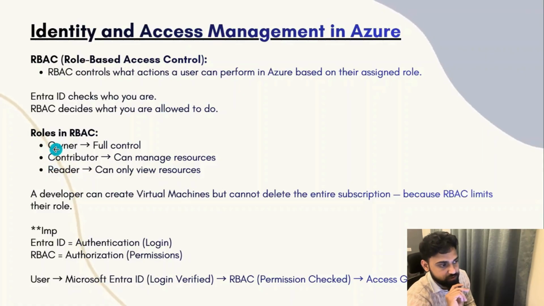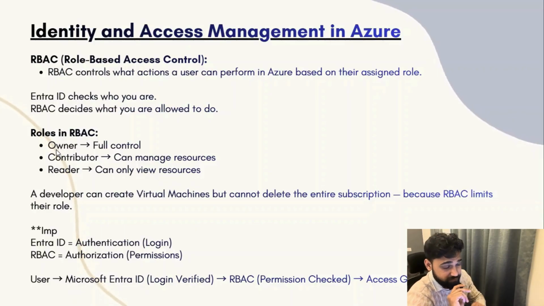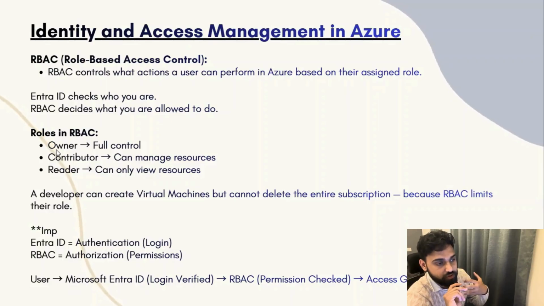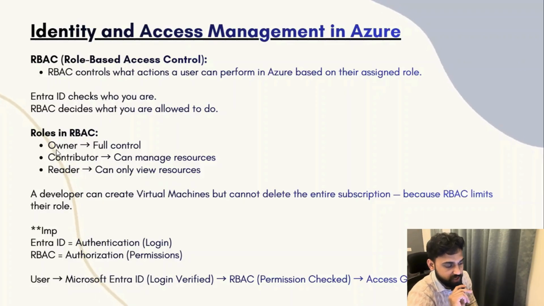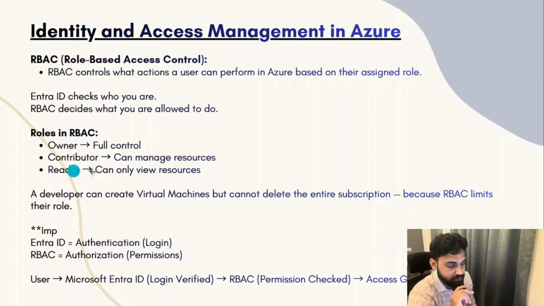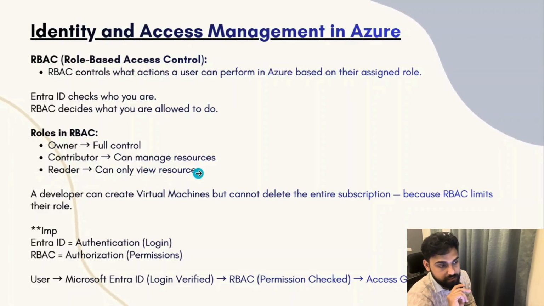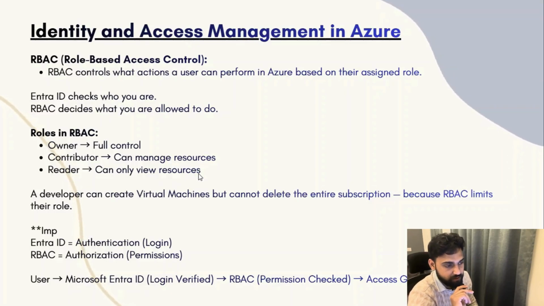Sometimes in the exam they will give you some condition and ask what access you give to the user in such a condition. So you have to select from these three. Let's understand these three. First of all, reader. If a user has the reader role, they can only view the resources. They cannot delete or write anything in the database if they have only the reader role.